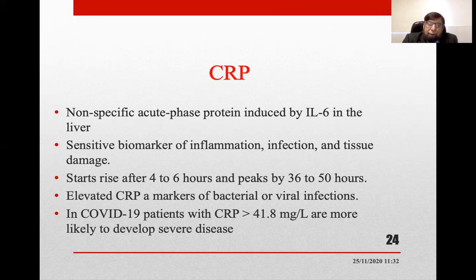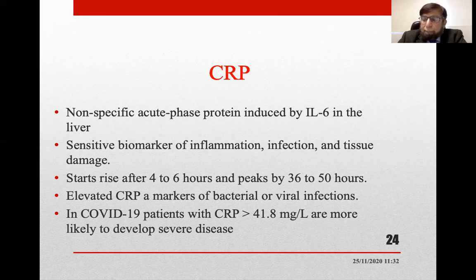It starts rising very early, 4 to 6 hours, and peaks by 36 to 50 hours. Elevated CRP is a marker of both bacterial and viral infection. In COVID-19 patients, CRP more than 41.8 milligram per liter is arbitrarily taken as the level for severity.